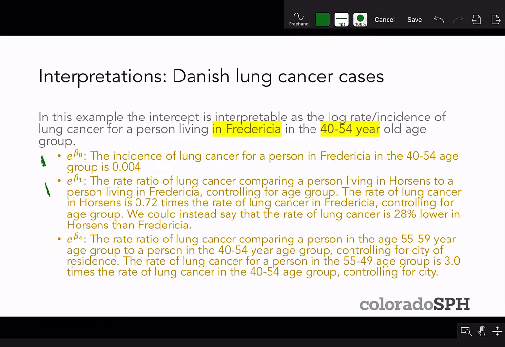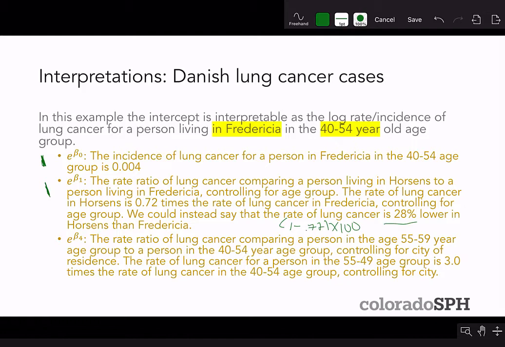Or you could express this as a percentage. The rate of lung cancer is 28% lower in Horsens than Frederica. And where does this come from? You can get this by saying 1 minus the rate ratio, which is 0.72, times 100. That's how you express that as a percent.